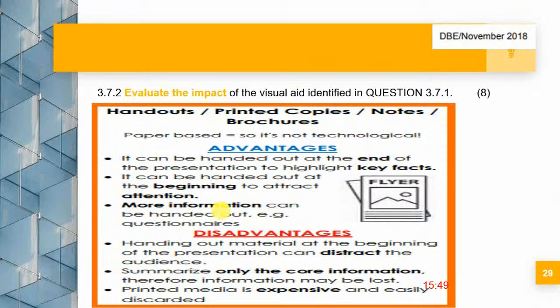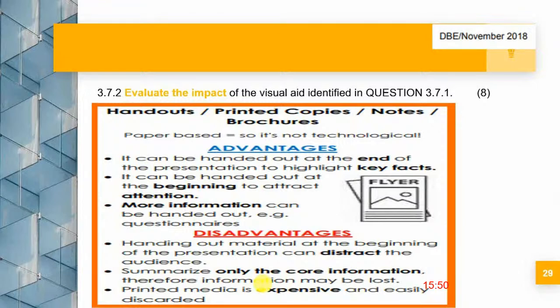Sometimes when we hand out the material at the beginning, it can be distracting. It depends on the circumstances. I do not want you to read everything while I'm busy chatting. Summarize only the core information, therefore information may be lost. Sometimes while you're doing a presentation you could do just the key points on the PowerPoint, like when you're doing a mind map, and in your notes you will have the full set of notes.